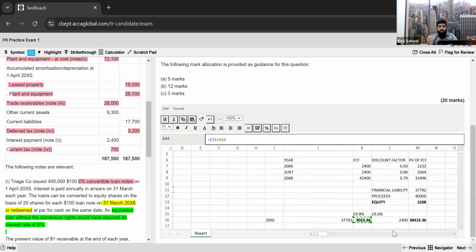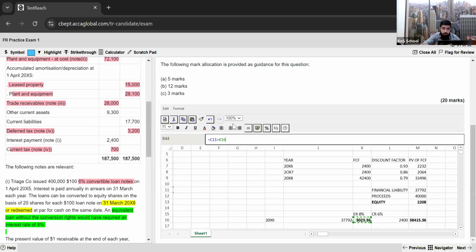So it means we are going to add it, because this will increase the amount of profit. When the debentures or the loan notes are converted, there is no need to pay the interest. There is no need for it to arise. No interest will be incurred. So it means this will increase the amount of profit.